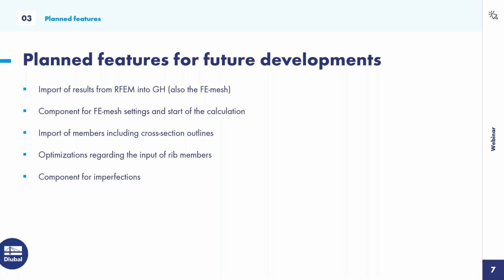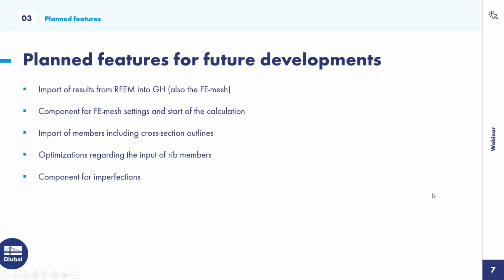And then some smaller ones, let's say components to control the FE mesh settings or the start of the calculation, maybe an optimized input regarding rib members, or components for imperfections, as we cannot define them via the Grasshopper interface right now. It will probably take a bit more time to implement such features because I do need a programmer for them. It has to be programmed manually.